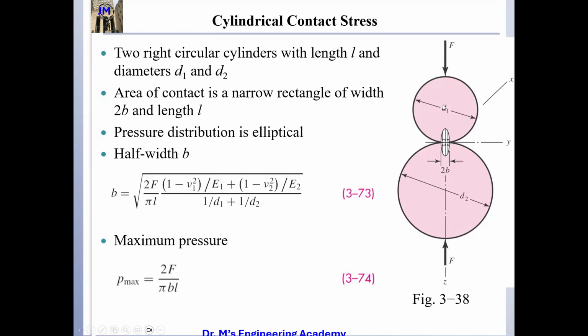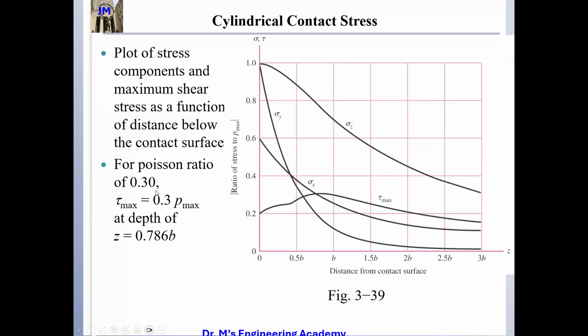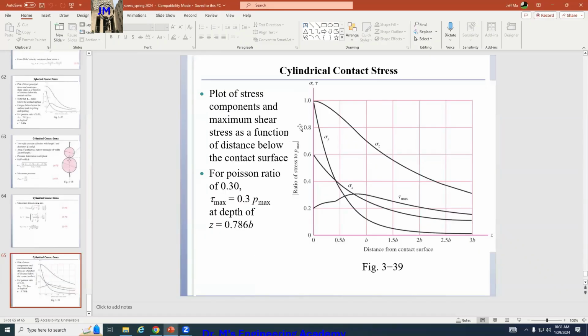So this is cylindrical. The previous one was two spheres, and here is the cylindrical case, where B is the contact half-width. The maximum pressure is given also. Here is elliptical. Here are the three stress values, and this is the distribution. Just keep in mind that whenever you need these equations, you can come back to see them, since some people have already done this work.